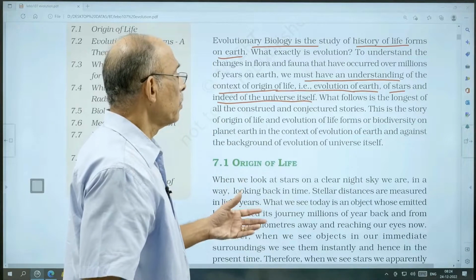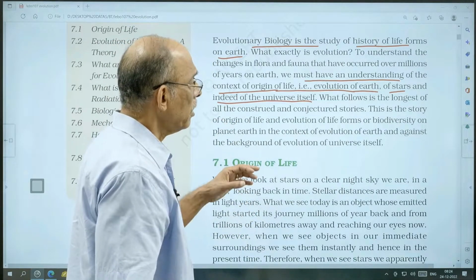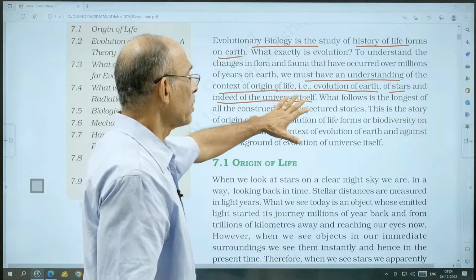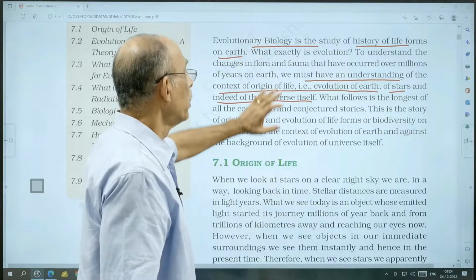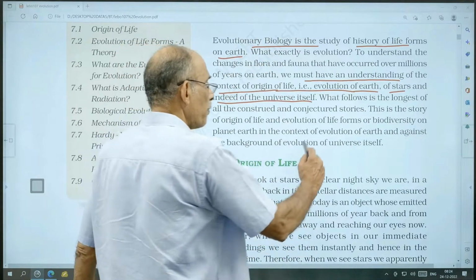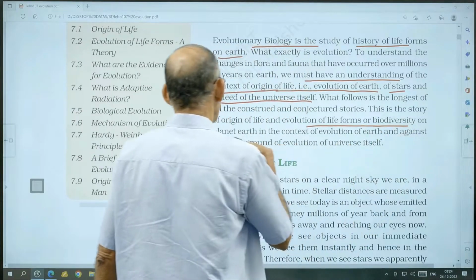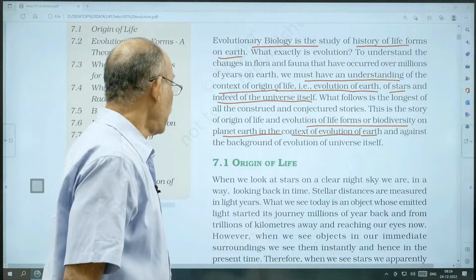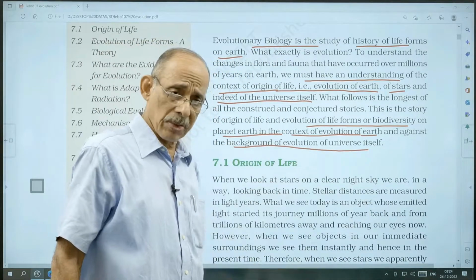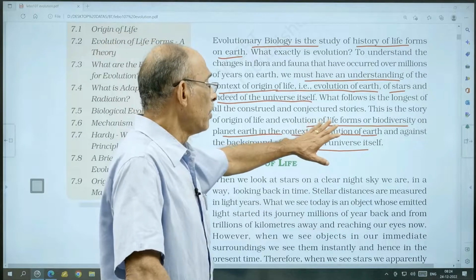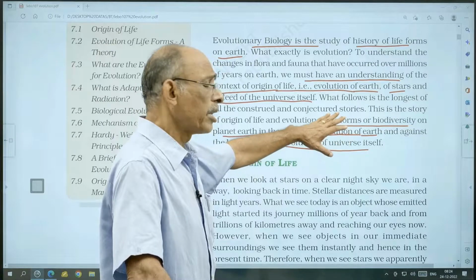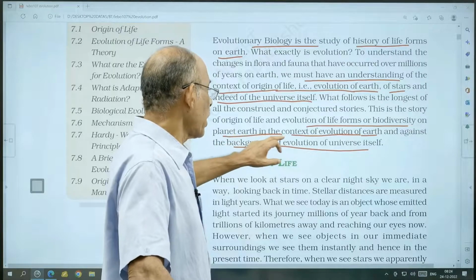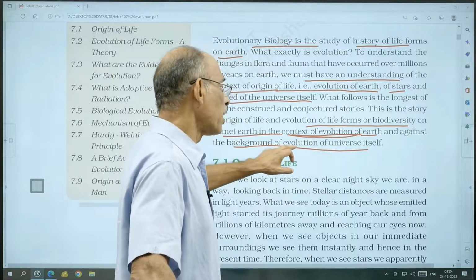First of all, the universe and Earth were formed, and on the Earth, life originated. So we must have a clear, thorough knowledge of the evolution of Earth, then the evolution of life history. The evolution of life forms or biodiversity on Earth must be studied in the context of the evolution of Earth and against the background of the evolution of the universe. To get an idea of the evolution of biodiversity and life forms, we must have an idea of the evolution of Earth and the universe.